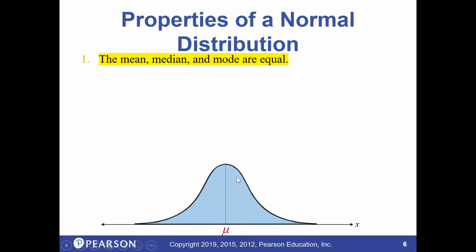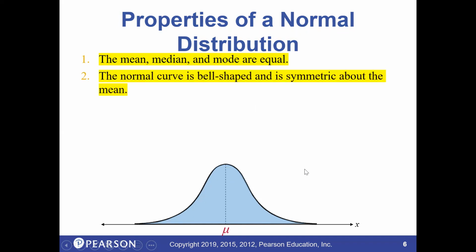The mean, median, and mode are all equal. They're all down the middle right here. That would be a normal distribution. Another thing is it's a bell-shaped curve. It goes up, comes down, and it's symmetric, which means both sides are the same.